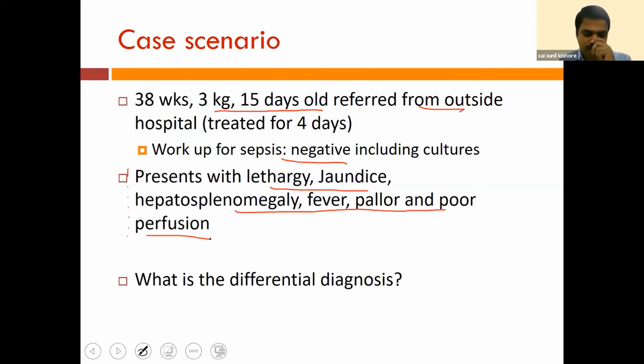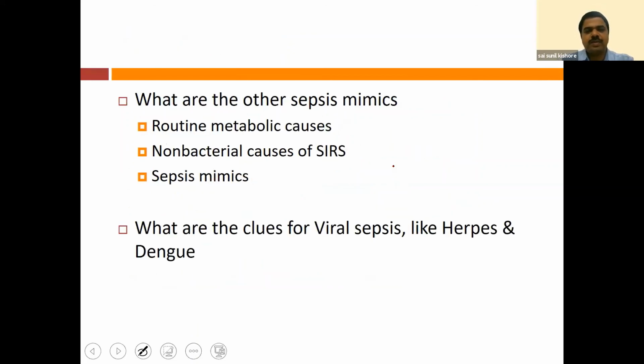So what are the differential diagnoses here? It's not about bacterial sepsis, so there are many other things which can mimic this. For example, baby is having hepatosplenomegaly, pallor, so congenital malaria is a possibility. Baby is having poor feeding, lethargy, jaundice, so again, inborn errors, especially metabolic disorders like galactosemia with sepsis. So these are some of the differential diagnoses which we need to keep.